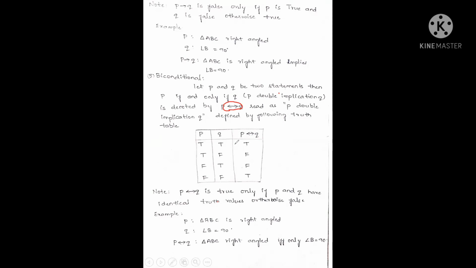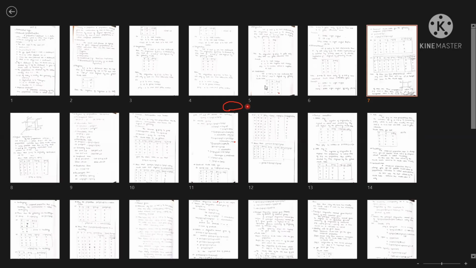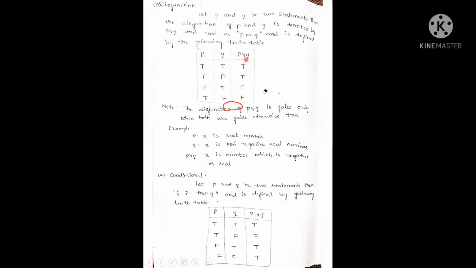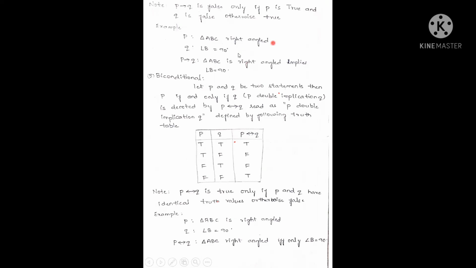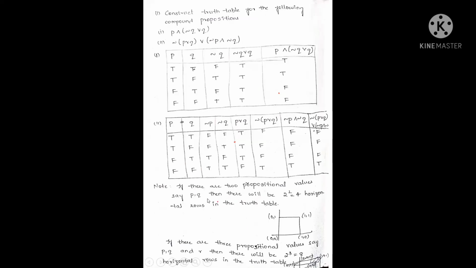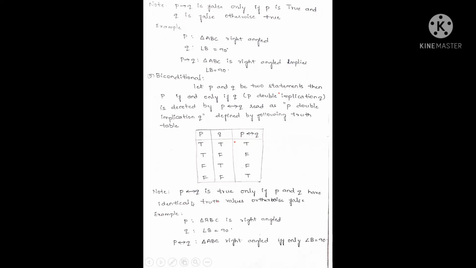So what was conditional that you have studied? Conditional statement was false only if P is true and Q is false. Otherwise, it is true. Coming to the biconditional, P double implies Q is true if and only if P and Q have identical truth values, otherwise it is false.